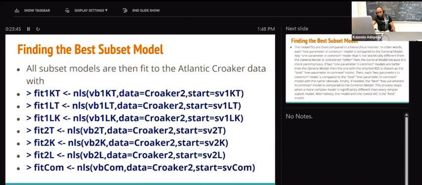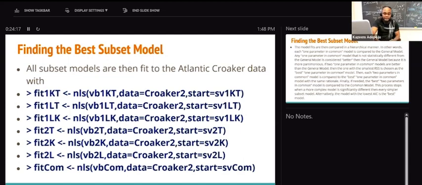Now, these are the codes if I want to run. The first one, fit1KT. What does that mean? They have one parameter in common. What was the parameter? L infinity. The second one, fit1LT. They got one parameter in common. What is missing? That's a K, right? Fit1LK. They have one parameter in common. What is missing in LK? That's T0, right? Take a look at that.